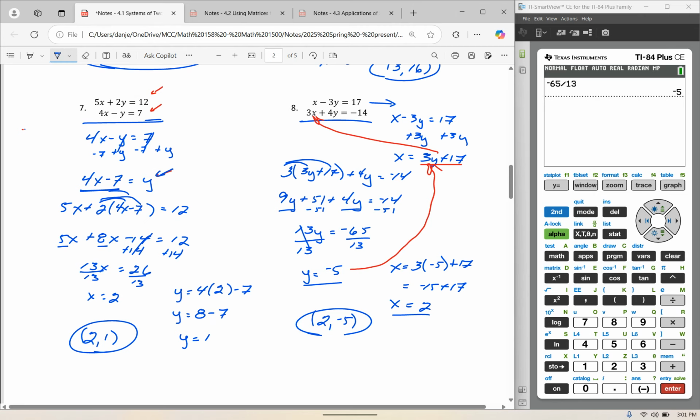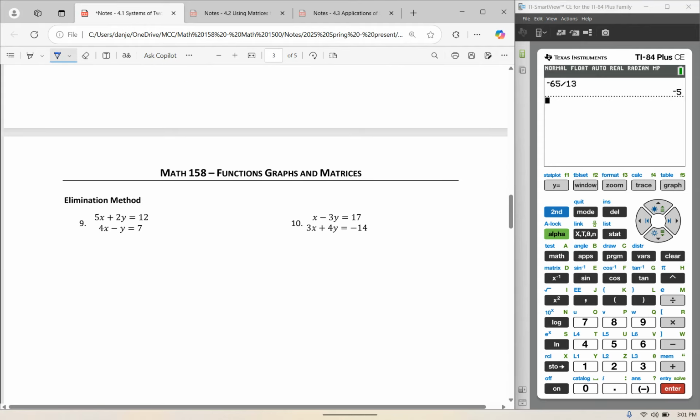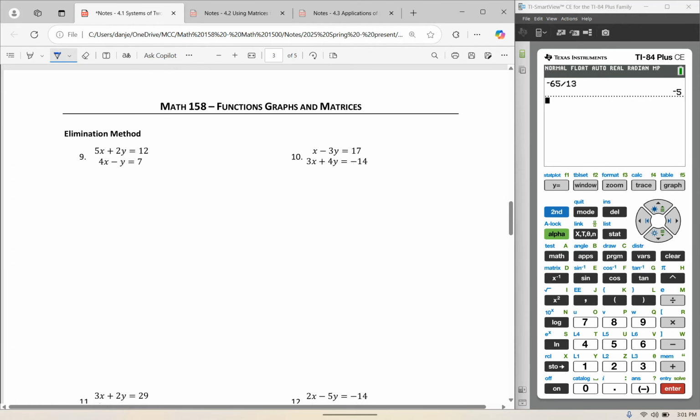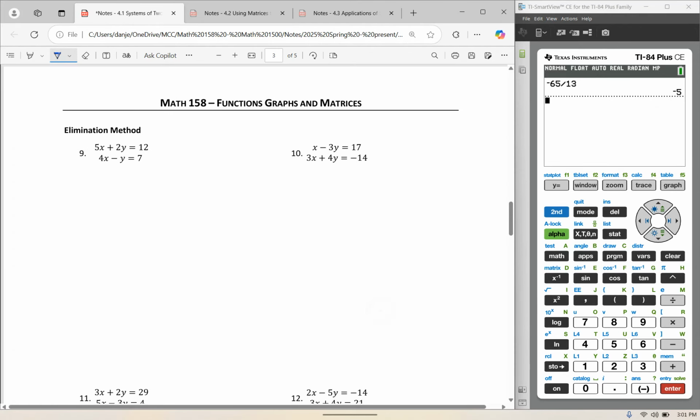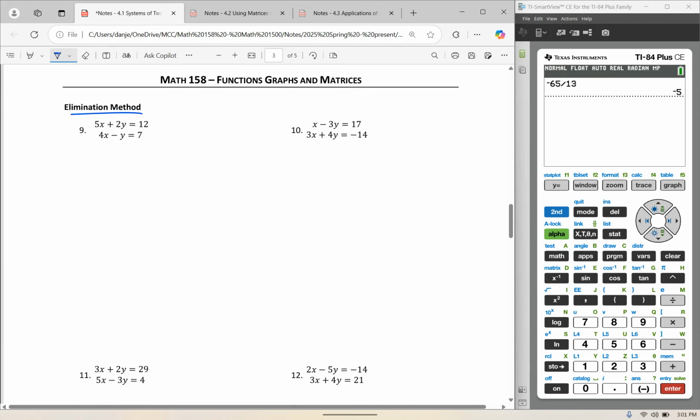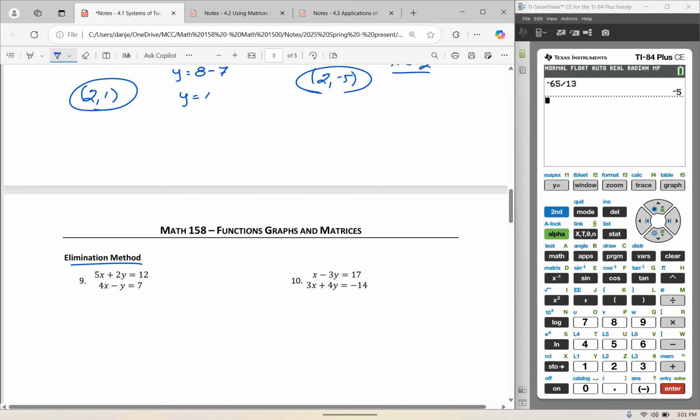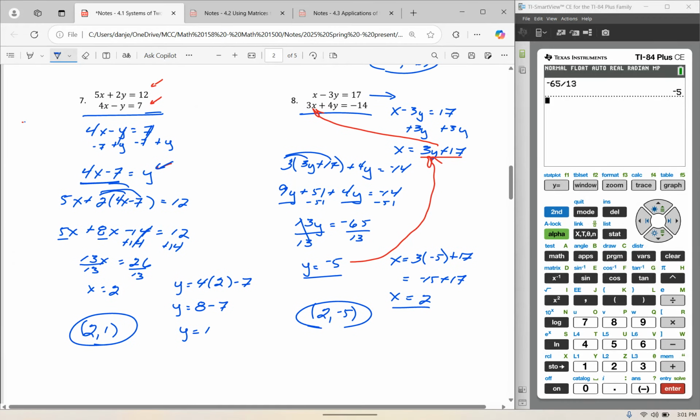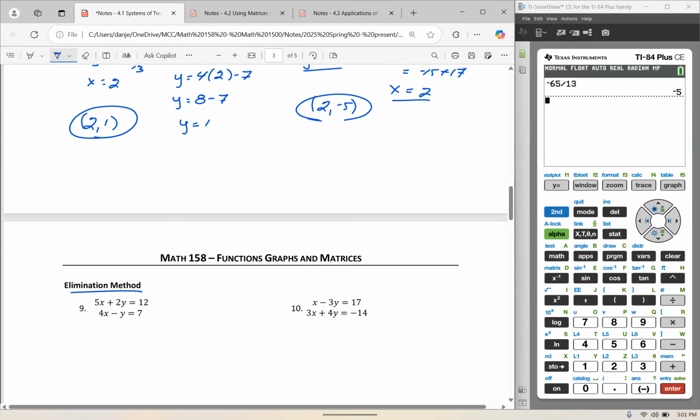Okay? So now let's look at the third method that I want to show you here, the elimination method. The elimination method is sometimes called the linear combination method. And you'll see in a minute why. You'll notice that numbers 9 and 10 are the same problems as we had in 7 and 8.